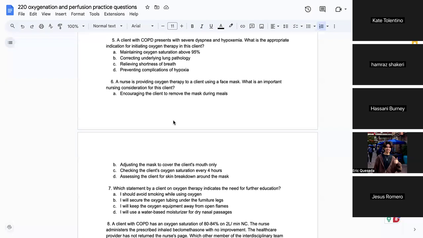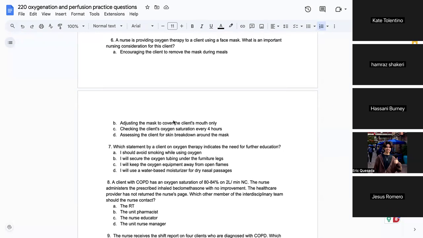Alrighty, so you guys are on the right track. For number 5, the answer is D, preventing complications of hypoxia. And we know that oxygen therapy is indicated in clients with COPD to prevent complications of that hypoxia, such as tissue damage and respiratory failure.